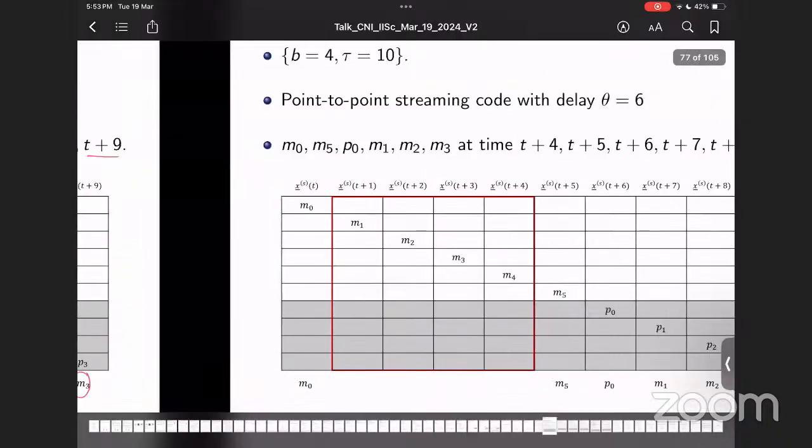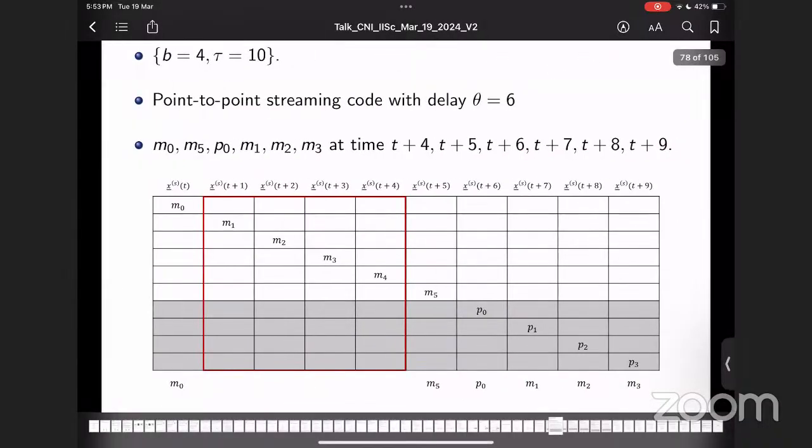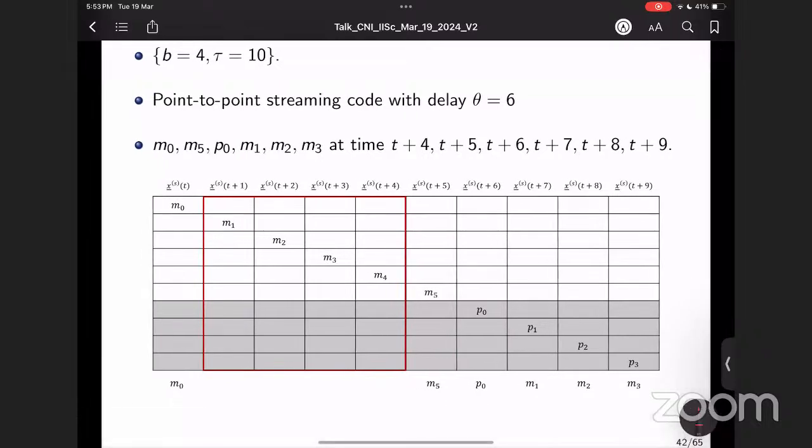Now let's consider another scenario. Here I'm considering a burst which is starting at time t plus 1. So t plus 1, t plus 2, t plus 3, t plus 4, we have erasures. Here M0 is not involved, so it's anyway available at the relay. M5 is available. P0 is available. Instead of P1, I can write M1 because, again, we have effective delay theta equal to 6 and I'm using an HT code. With delay 6, I can recover all the message symbols. So M1 I can recover at this point, M2 also, and M3 I can recover at this point.